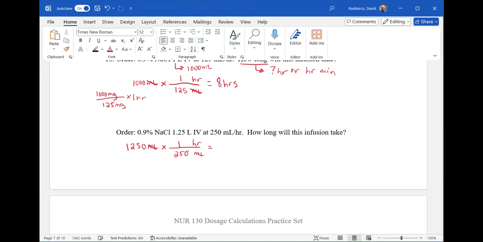1250 divided by 250 gives you 5 hours. So to answer this question, how long will this infusion take? It'll take 5 hours. Alternatively, they might even say something like, it starts 10 a.m. on a Tuesday. In 5 hours, what time will it be? And then you can do that calculation using the 24-hour time format. So 10 is 1000, plus 500 for 5 hours would give you 1500, and so it would be done at 3 p.m. on Tuesday. Alternatively, you can say 10 a.m., then 11, 12, 1, 2, 3, and you're up to 5 if you want to do it that way.